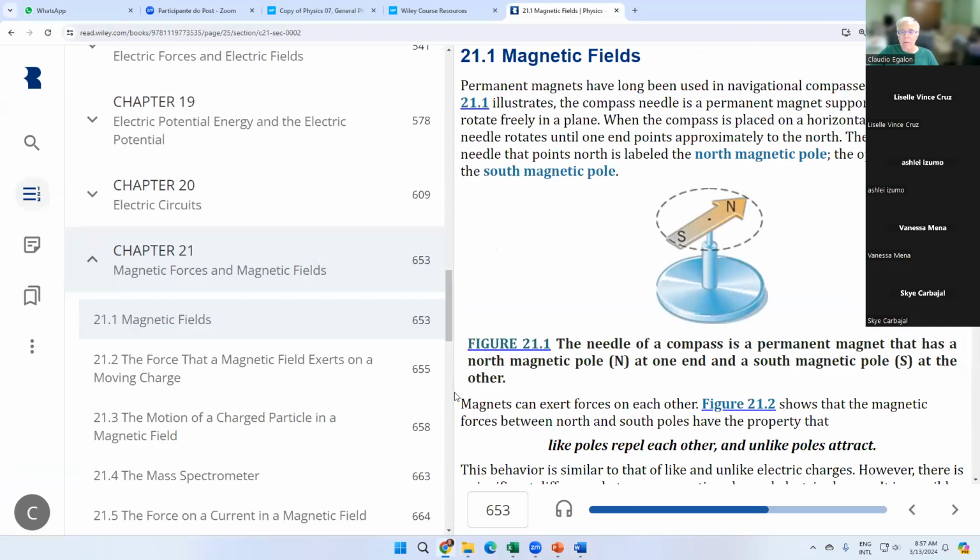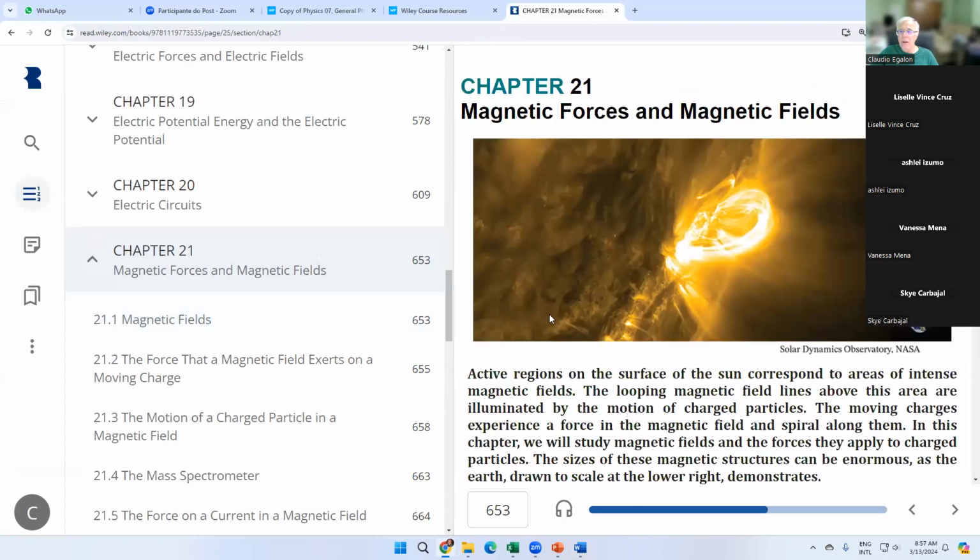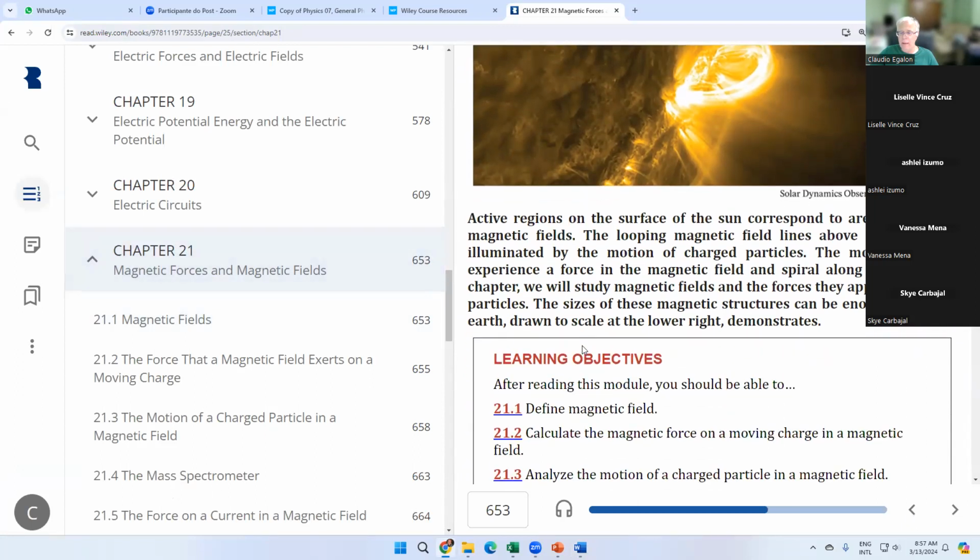And let's take a look at the book first. Here you go. Magnetic fields are known for a long time, okay? Magnetic force and magnetic field are known at least since antiquity.